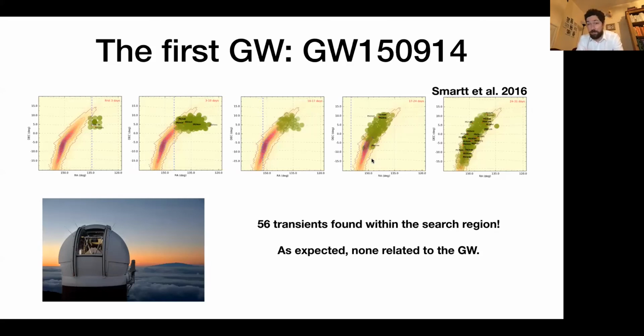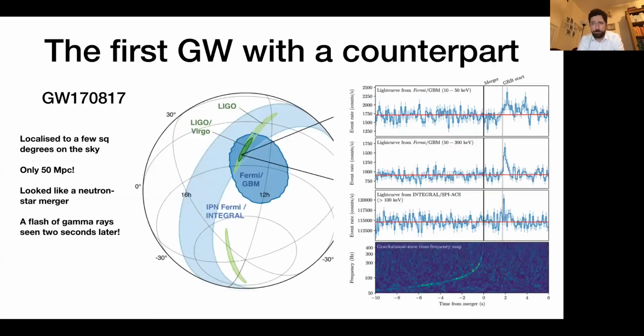Okay, so that was the first, GW150914, the first gravitational wave found. It was very exciting. We hunted for a counterpart, but we didn't find anything. This was as expected. A few years later, we had the next milestone with the first gravitational wave where we did expect to find a counterpart, and where we saw a counterpart in visible light. This is the famous GW170817, found August 17th, 2017.